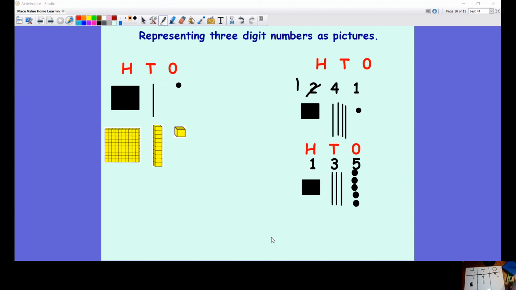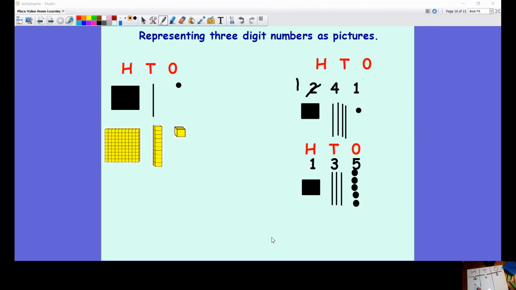We'll do another example of that. You must all be missing whiteboards so much. Right. Hundreds, we're going to have 4. We're going to have 3 tens, and we're going to have 5 ones.